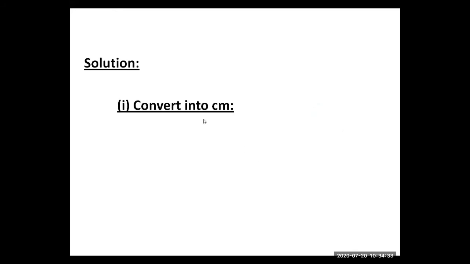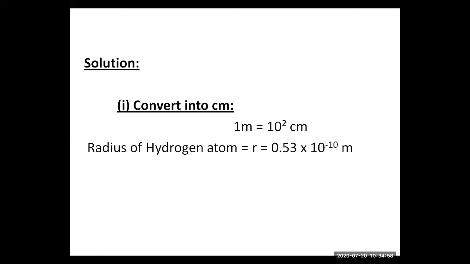First, we will convert meter into centimeter. If you observe, meter is greater than centimeter, so here we will multiply. So first we will write 1 meter is equal to 10 raised to the power 2 centimeter. Then given is radius of hydrogen atom is equal to R, and R is equal to 0.53 multiplied by 10 raised to the power minus 10 meter.